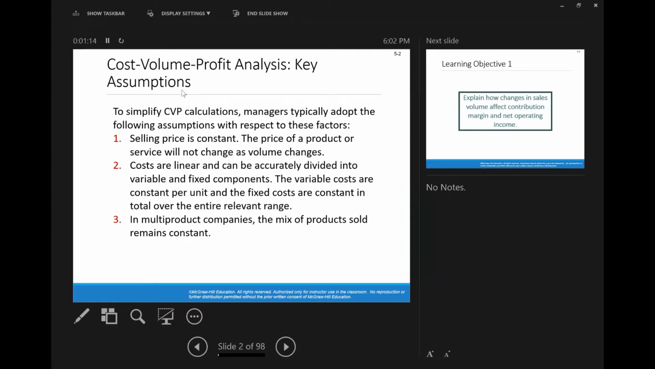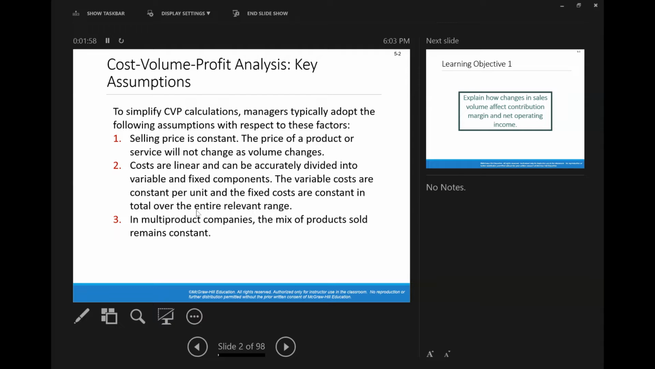Okay, so let's read this a little bit because it's kind of an overview. To simplify cost, volume, profit analysis calculations, managers typically adopt the following assumptions with respect to these factors. Selling price is constant. Price of a product or service will not change as volume changes. So there'll be some examples we'll go through where we won't change the sale price. And then costs are linear and can be accurately divided into variable and fixed components. So we'll know what our fixed costs and variable costs are going to be. Variable costs are constant per unit, and the fixed costs are constant in their total over the relevant range.